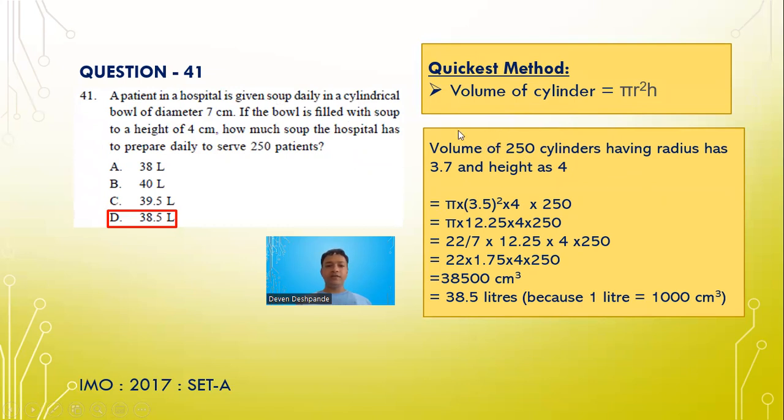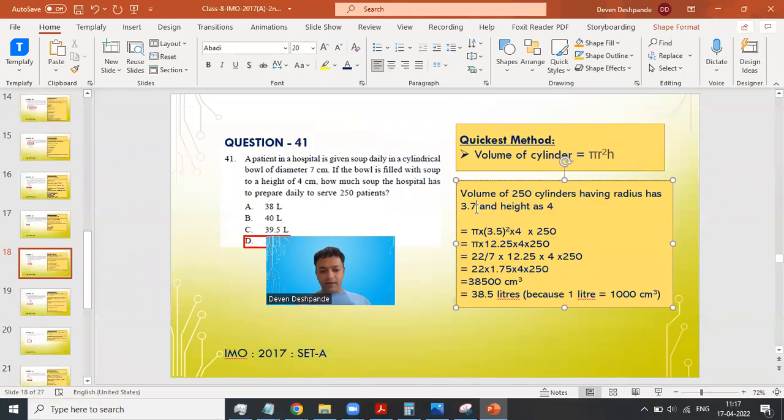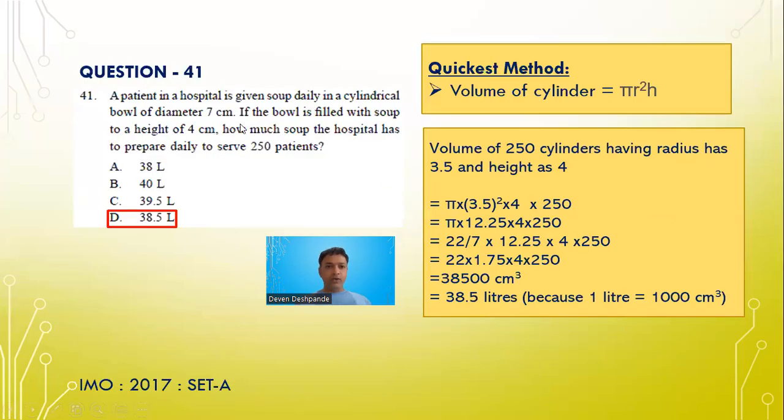So volume of 250 cylinders having radius. What is radius? Is half of diameter. Half of diameter is 7 upon 2, which is 3.5. And filled to a height of 4 centimeters. What is h? H is 4 centimeters. So volume of each cylinder is pi into r square into height. R is 3.5, height is 4, into number of cylinders. How many number of cylinders? 250. So pi into 3.5 whole square is 12.25 into 4 into 250.